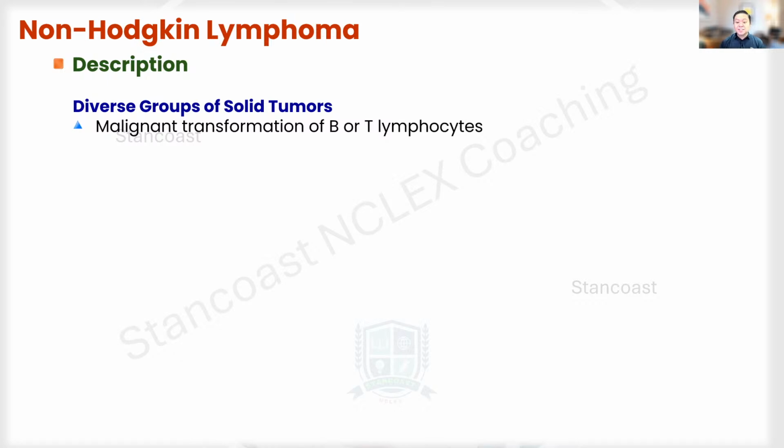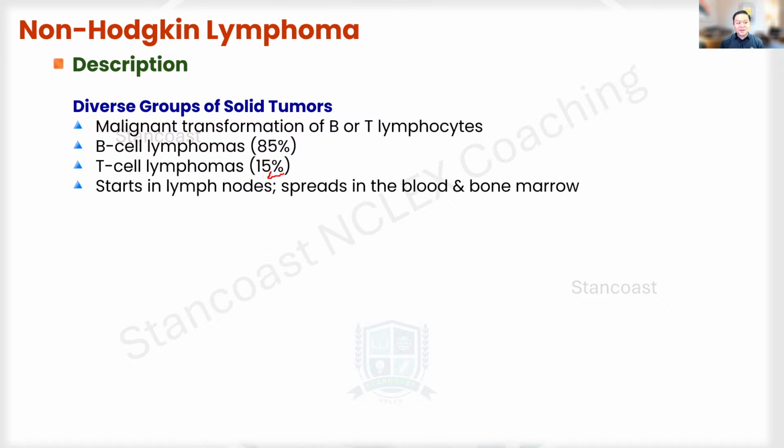One is the malignant transformation of the B or the T lymphocytes. There are also the B cell lymphomas, which make up about 85% of the cases. And the T cell lymphomas account for about 15% of total cases. And non-Hodgkin lymphoma will start in the lymph nodes as well, and also affect the blood and the bone marrow. So this is how extensive non-Hodgkin's lymphoma is, okay? It will start in the lymph nodes, and it can spread into the bloodstream and into the bone marrow.